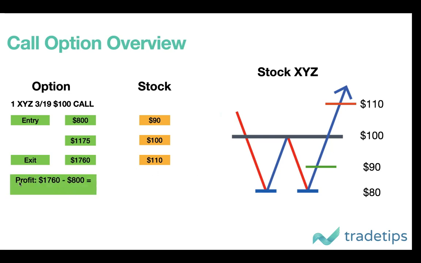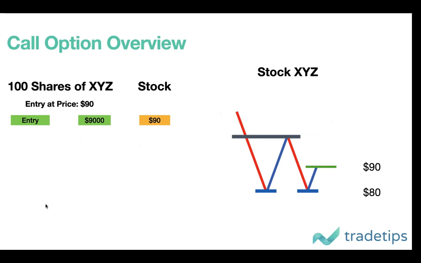So in order to get your profit, all you do is you take your exit price, or how much you sold it for, so 1760, and then you're going to subtract that by how much you entered. And that should give you a profit of $960 or 120%. Looks like a really good trade, and I wouldn't ask for anything else, really.